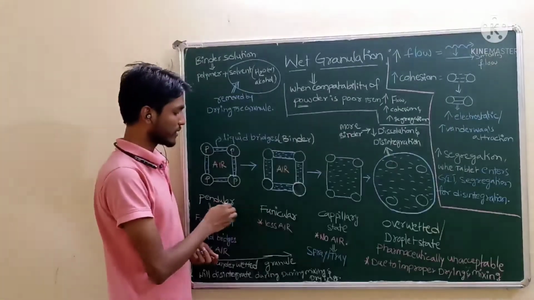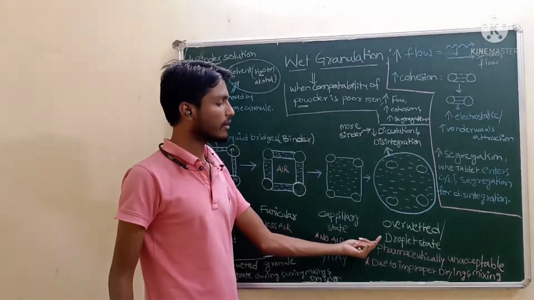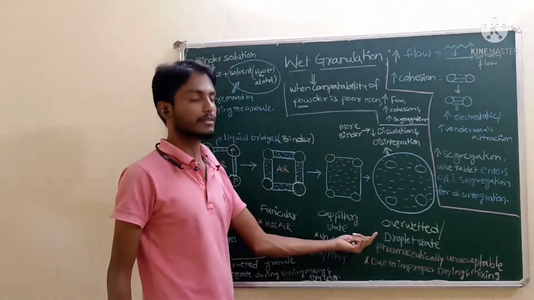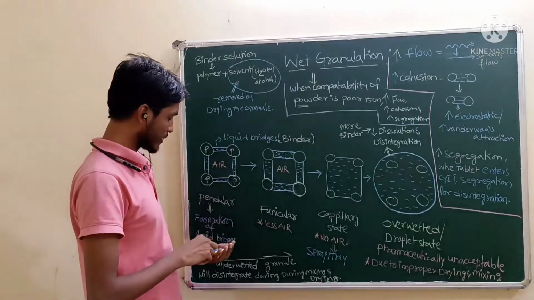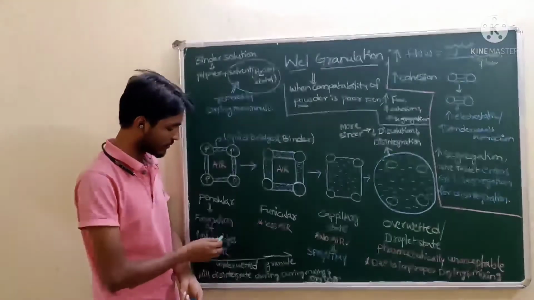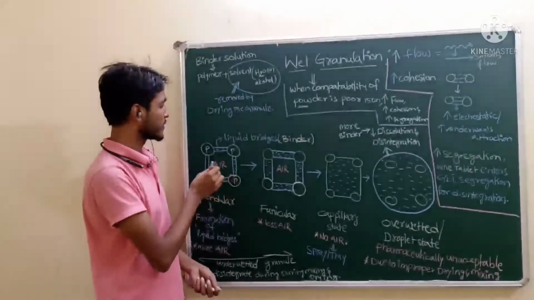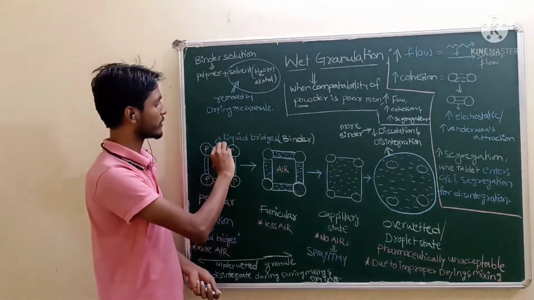The stages are the pendular stage, funicular stage, capillary state, and overwetted or droplet state. In the pendular state, there is formation of small liquid bridges.